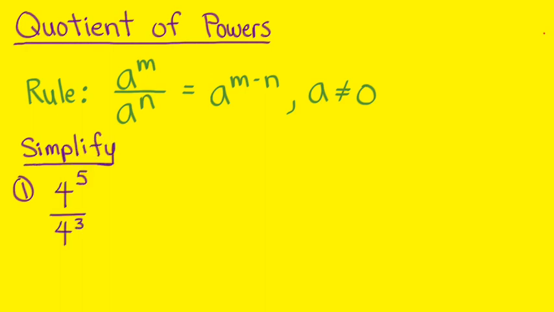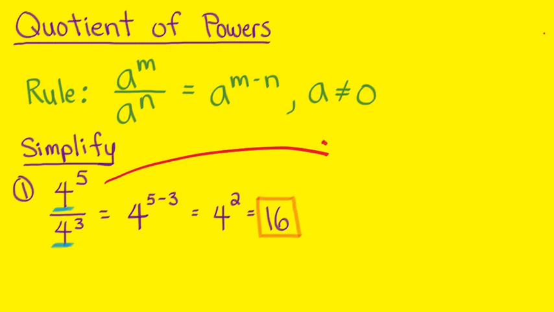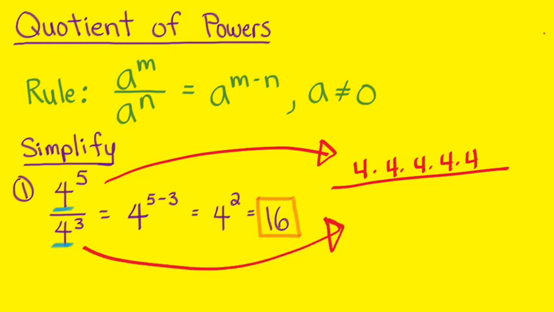Well, let's just talk about this. If I have 4 to the 5th divided by 4 to the 3rd, I can simply subtract the exponents and get 4 to the 2nd and resolve it as 16. Why does this work? Why can we do this? Because let's just look at what 4 to the 5th is, right? 4 to the 5th is 4 times 4 times 4 times 4 times 4, right? And 4 to the 3rd is 4 times 4 times 4.